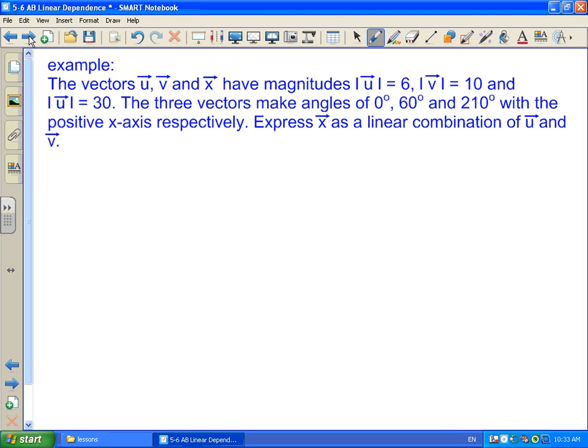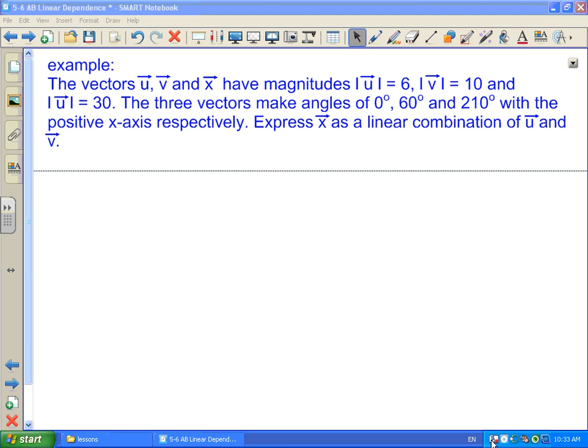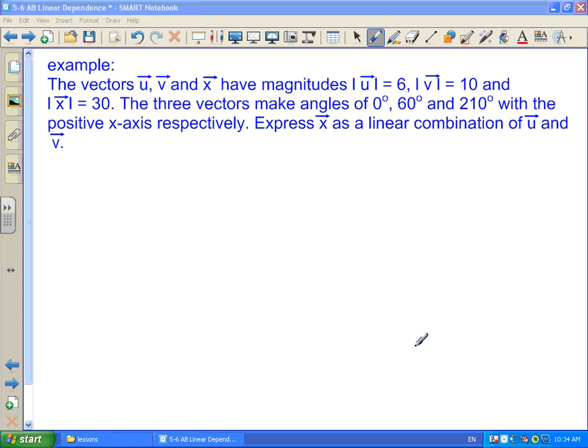It probably should be x. Let's see. That would make a lot more sense, wouldn't it? Yeah, let's change that to x. Okay, so we fixed that. Now, x has a magnitude of 30. And we want to express x as a linear combination of u and v.